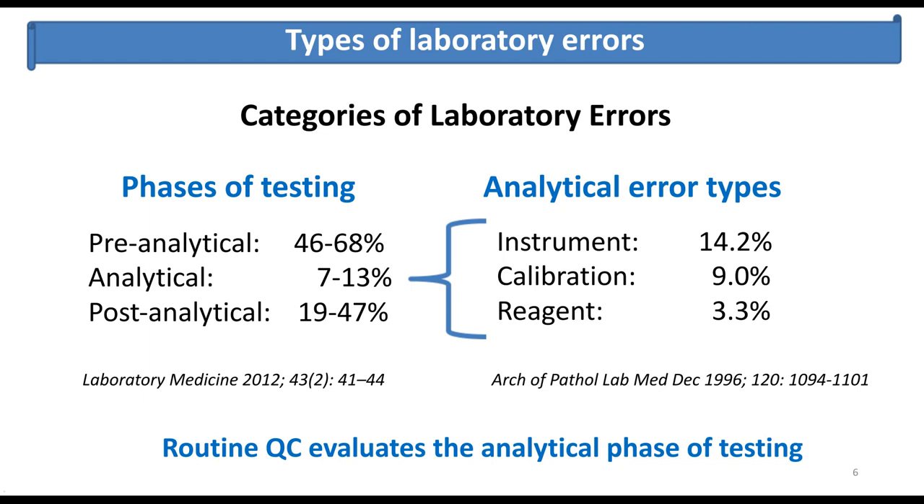Another study that examined more than 670,000 proficiency testing survey submissions from more than 600 laboratories found that PT failures due to errors in the analytical phase of testing consisted most frequently of instrument errors, like the instrument needed maintenance or an instrument malfunction, followed by calibration errors. For example, the assay was miscalibrated or calibrators were prepared improperly, and then reagent errors, such as reduced stability of onboard reagents. The laboratory's routine quality control program is designed to evaluate the analytical performance of the measuring system and to detect potential errors in the analytical phase of testing.